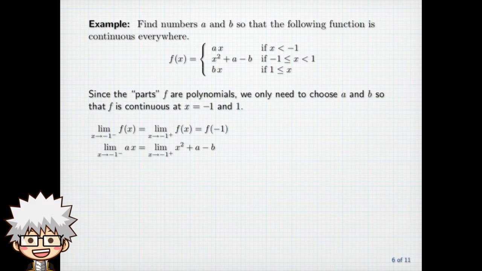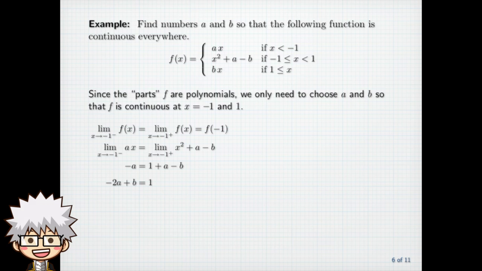The limit as x approaches minus 1 from the left of ax is equal to minus a, and the limit as x approaches minus 1 from the right of x squared plus a minus b is equal to 1 plus a minus b. Notice that the value of the function at minus 1 is also 1 plus a minus b, so we automatically have the right-sided limit equaling the function value here. So we have an equation involving a and b, minus 2a plus b equals 1.